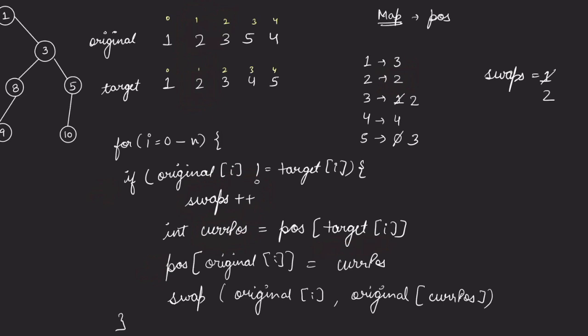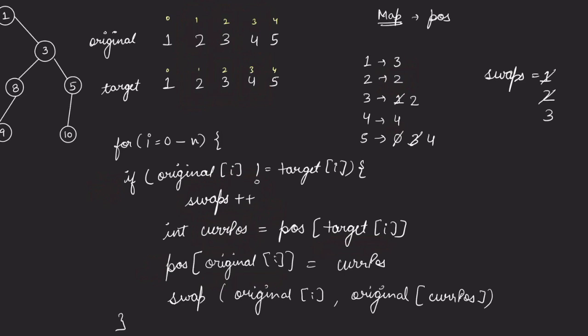Then I will become 2 and will come here. Now these are the same, so it will not go inside this. Then I will become 3. Now these are not the same, so it will go inside the if condition. Swaps will be increased by 1. Then we will identify the current position of the target element, that is, the position of 4. So it is 4. So in current position we will have 4. Right? So for this original element, that is 5, we will update its position to 4 now. So this will be updated to 4, and 4 and 5 will be swapped.